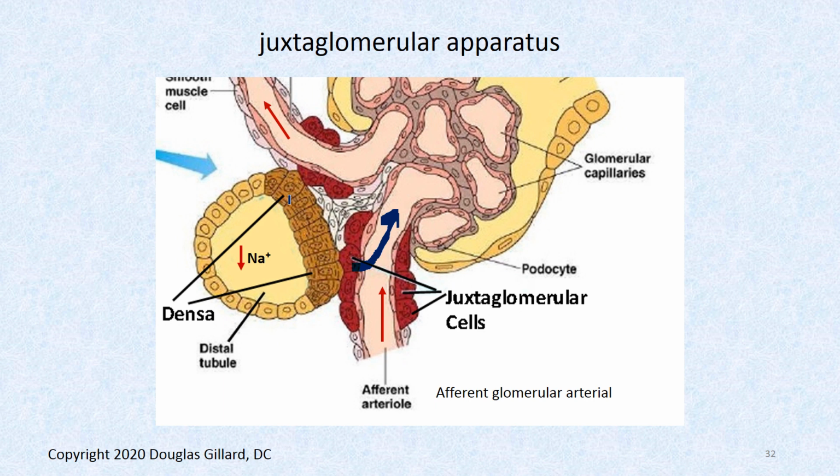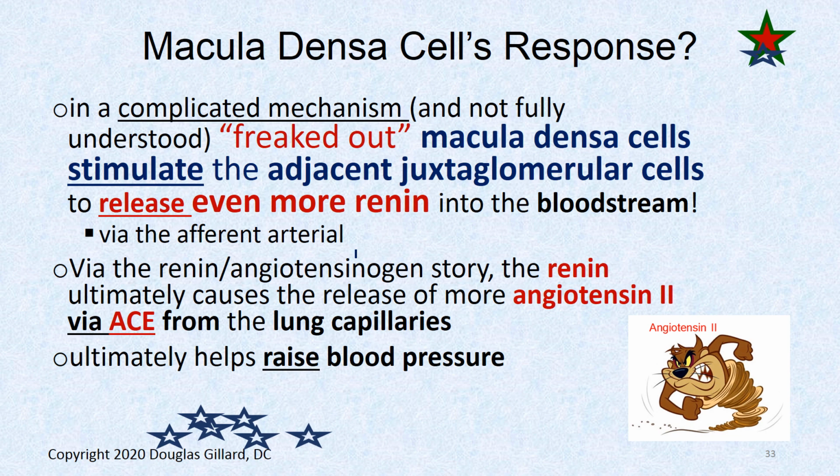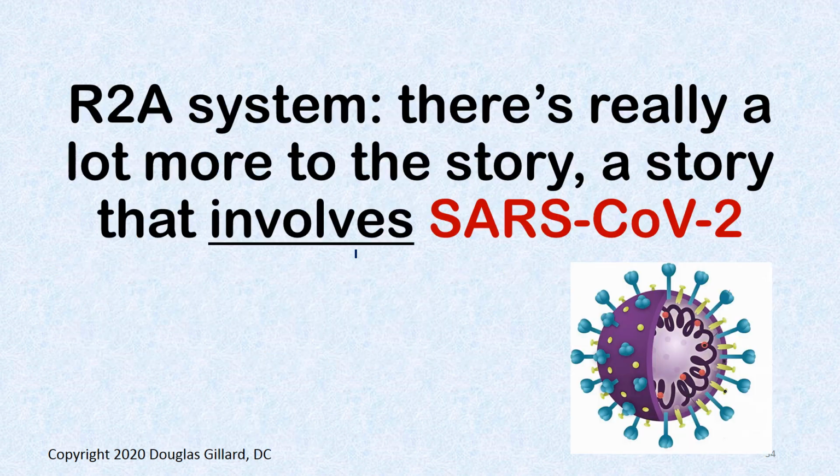So, key test question. These macula densa cells, do they directly release renin or indirectly release renin? They indirectly release renin. They have to signal their buddies, the juxtaglomerular cells, to do that. Okay, got it? All right. Everything I said, renin's released, and then it goes through the same details. The renin converts angiotensinogen into angiotensin I, which is converted by ACE to the dreaded angiotensin II.